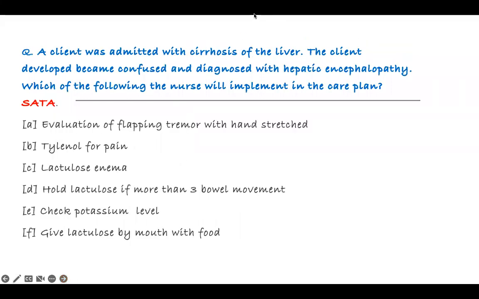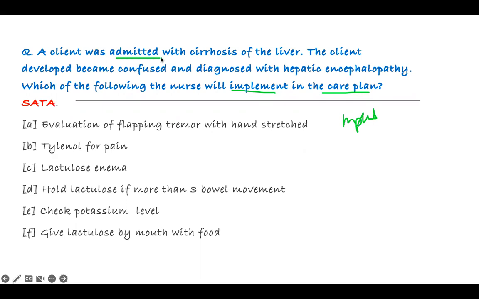Number 3, same scenario, right? Same scenario. So what is our ask? We've got to go for our ask. Which of the following will the nurse implement in the care? So that's my ask. Okay, we've got to implement, right? What is the case scenario? Which situation are we in?